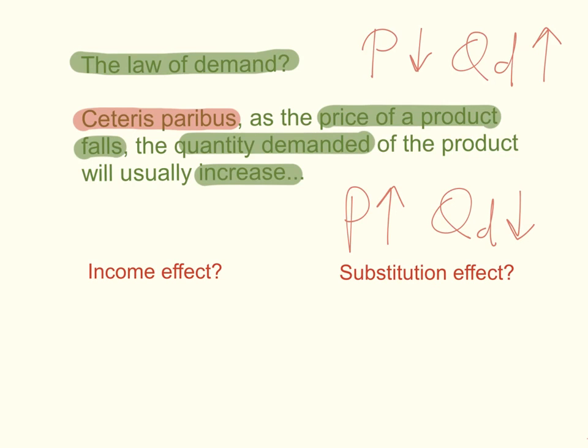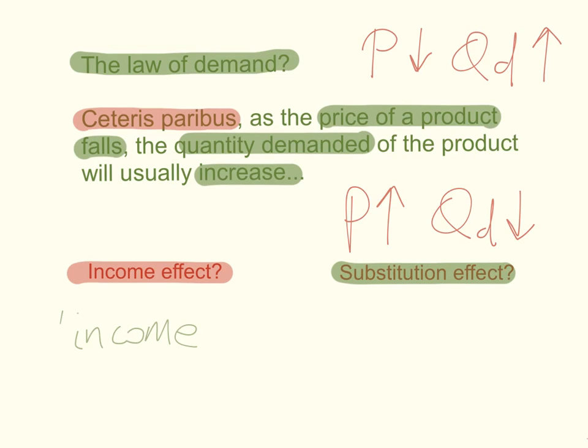So why is the relationship between price and quantity demanded as such? Why is the law of demand as such? Well, basically, economists will say that this is down to two things: the income effect and the substitution effect. Remember how I said the law of demand assumes that other things are held constant. It assumes ceteris paribus. So one of the things that's held constant is income.